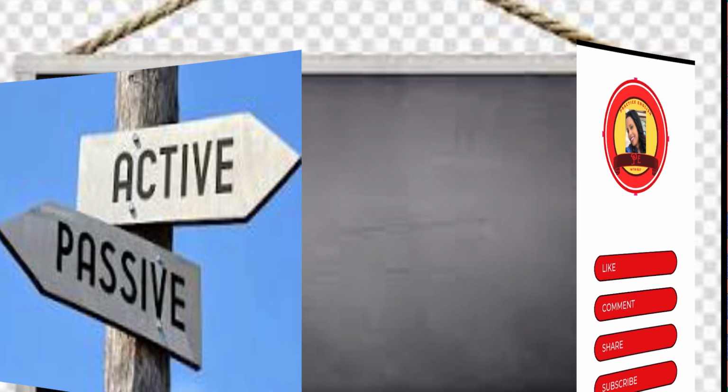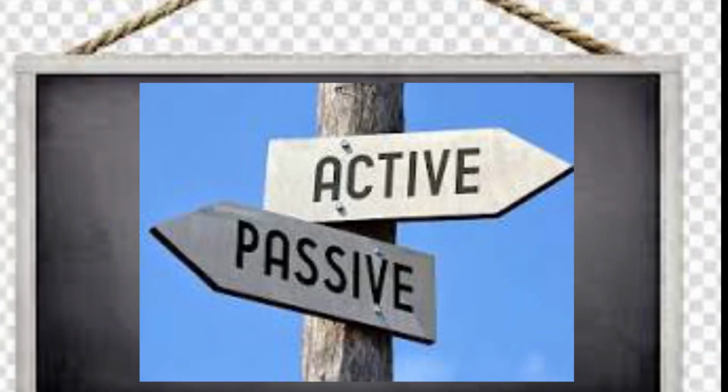On the basis of form, we have two types of voices in English. The one is active voice and the second one is passive voice.